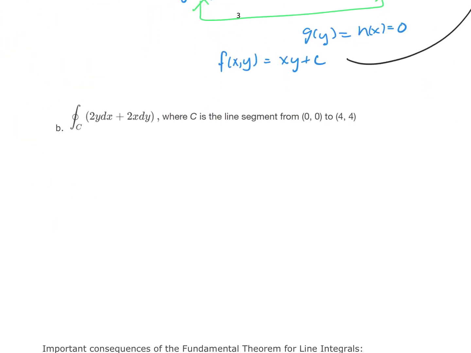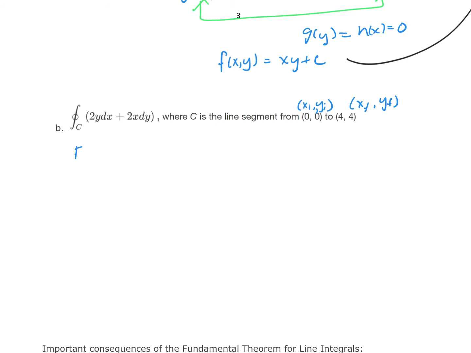Let's take a look at my next example here. We're going to find again the circulation, because that's what it means when I have this funky looking thing here with c, of 2y dx plus 2x dy, where c is the line segment from 0 to 4. So again, I know my initial, so this is x initial and y initial, and I know my final, so this is x final and y final. So that's kind of nice.